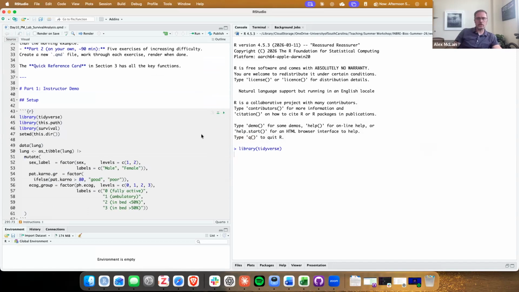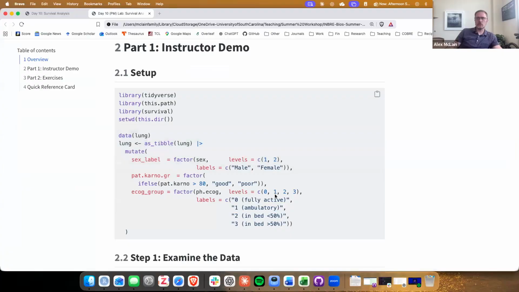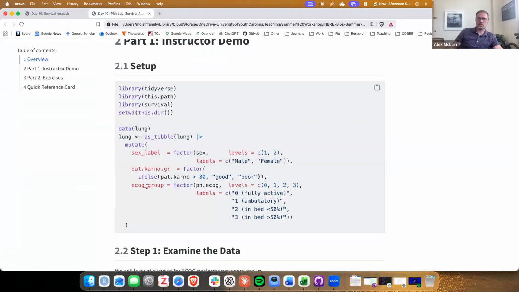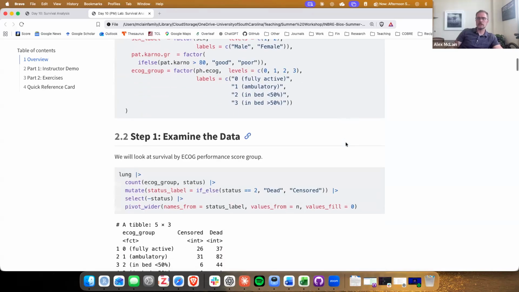Okay, what am I doing differently here? So we have this group variable, this ECOG group: fully active, ambulatory, less than 50% in bed, more than 50% in bed. We're also creating this PAT.Karno group. If the Karnofsky score is greater than 80, just poor versus good, see what the impact of that is. And we still have sex.